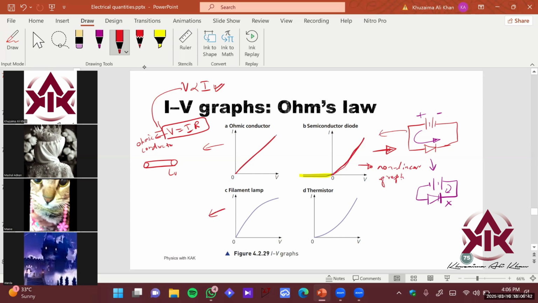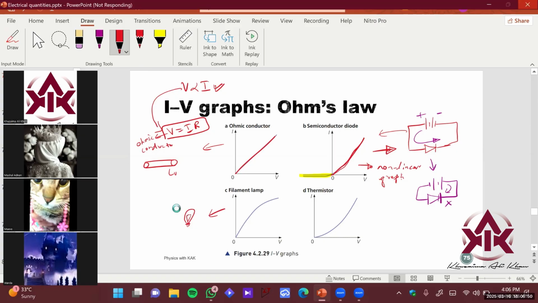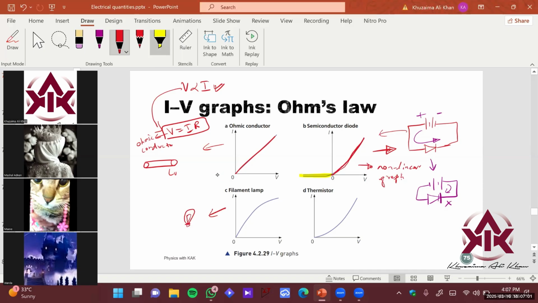And then you have the filament lamp. You might have seen this in your old days when we had filament lamps. This is the filament lamp which I'm talking about over here. So what happens in this case, if you increase the current, is that its resistance would increase, because it gets heated up. That leads to this long non-linear trend over here. So this is again a non-ohmic conductor.